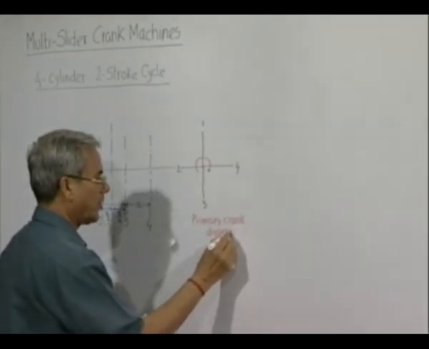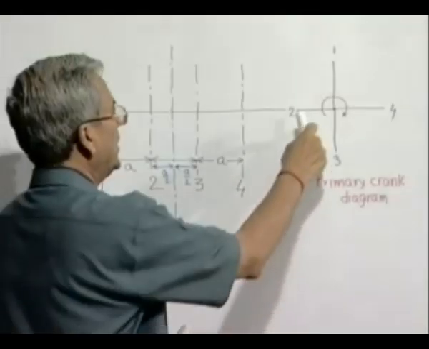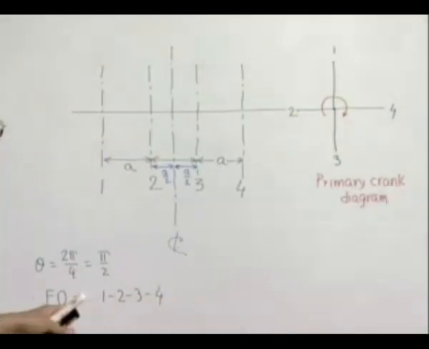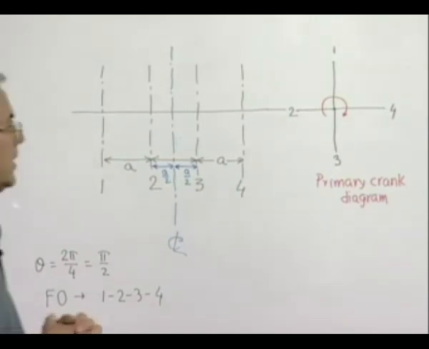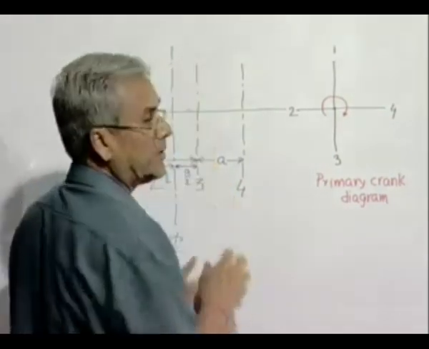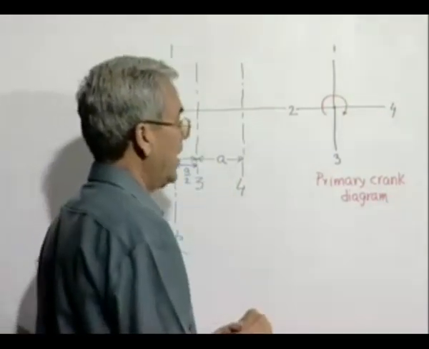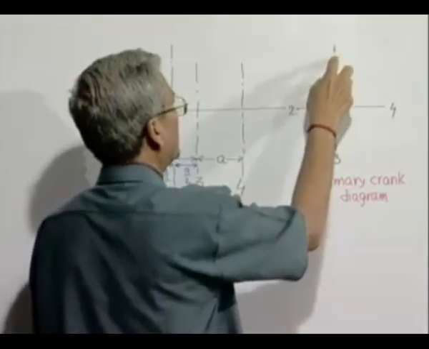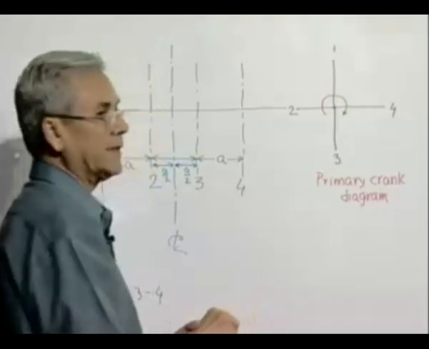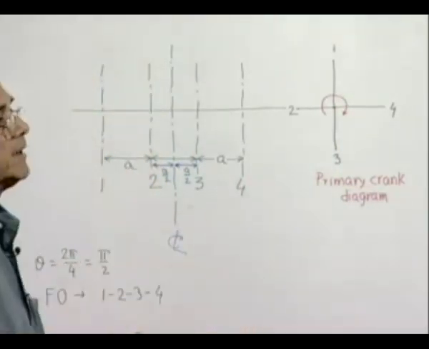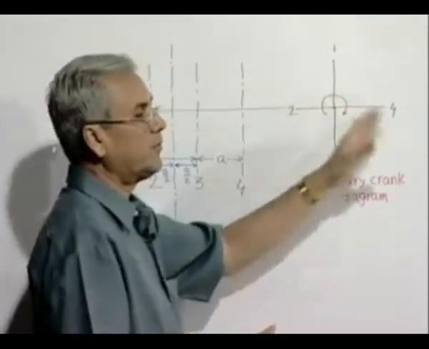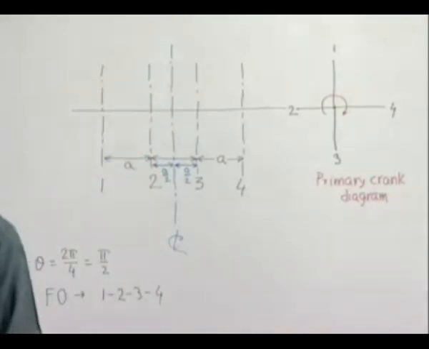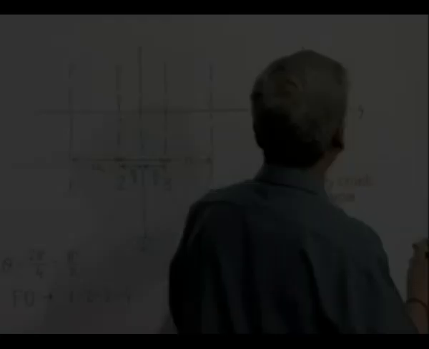Now one should never forget to indicate the direction of rotation, otherwise this firing order has got no meaning. Now let us see what happens if we consider that the reciprocating mass of each cylinder and the apportioned mass of the connecting rod at the cylinder are placed here at the tip of the cranks. So when it is rotating, they are producing centrifugal forces. And let us see what this primary force diagram is.